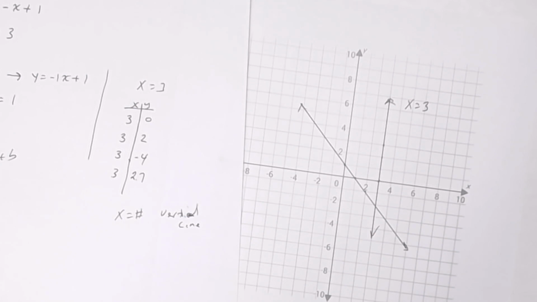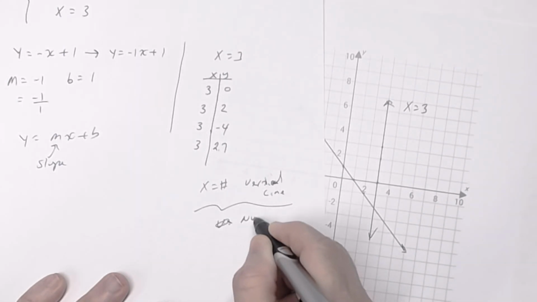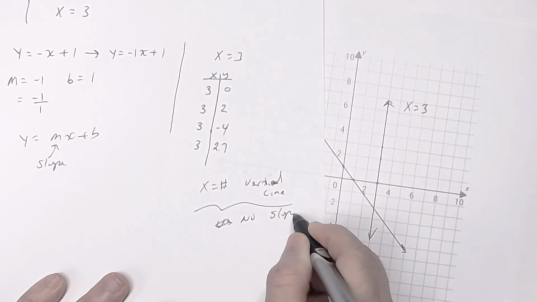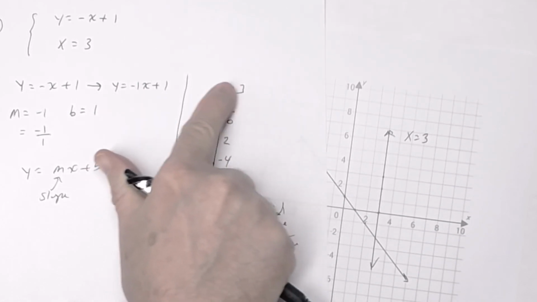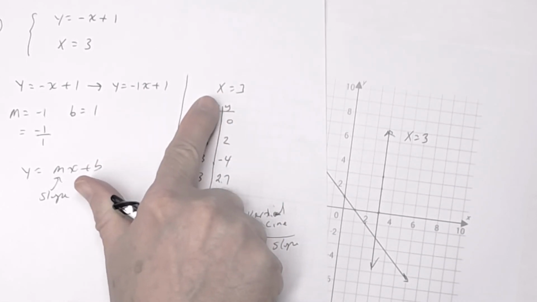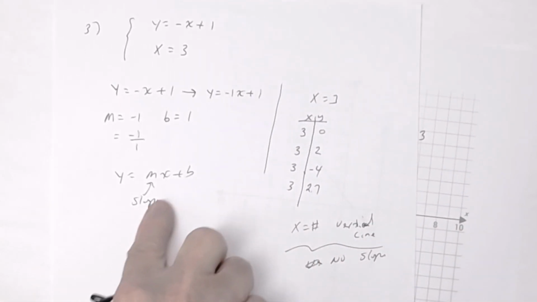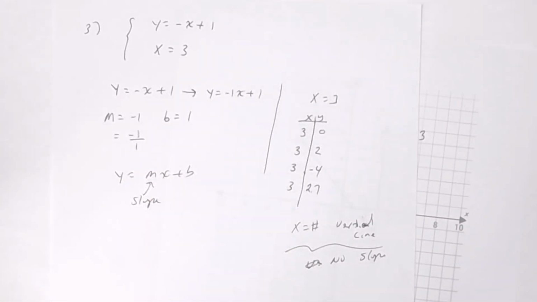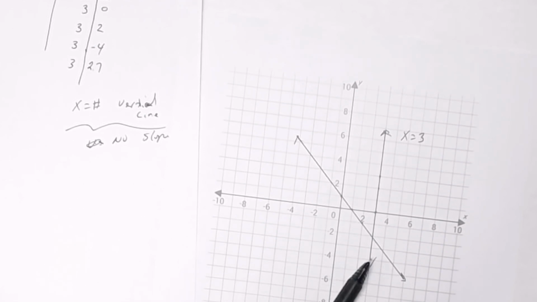Okay? Now, it turns out that vertical lines have no slope. So when you see there's no y here, if you have a linear equation and there's no y, then you're going to have no slope. So you can't talk about graphing a line using slope and intercept because there is no slope. A vertical line has no slope. All right, and in this case, you'll see it also doesn't have a y-intercept, but that's okay.